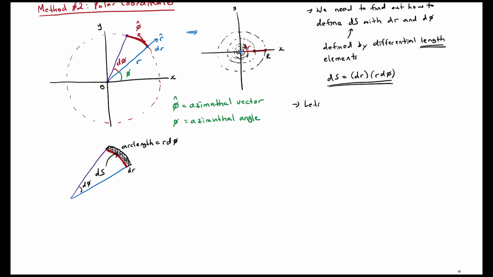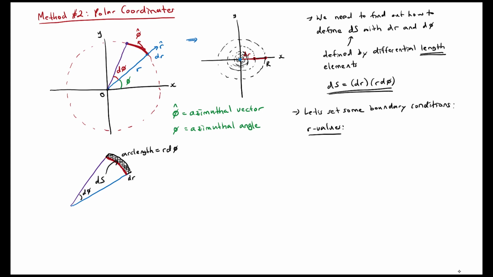So let's set some boundary conditions. We have our r values. If we look at the graphs we've drawn above, we know that the r value can only go from 0 to capital R, which is the radius of the circle. Then we have our phi values. With our phi, we want a full rotation around the circle, so that means it's 360 degrees, or 2 pi. So phi starts at 0 and goes towards 2 pi for a full revolution.